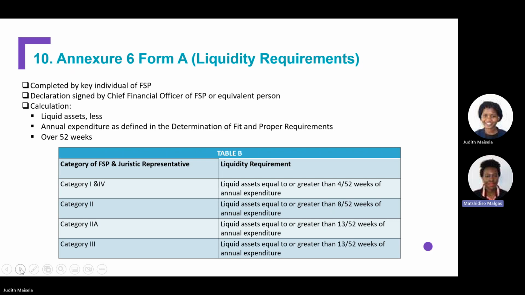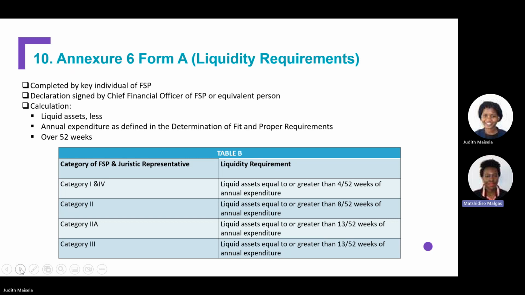As can be seen from this table, there are different methods and forms of calculating what liquid assets should be for the different license categories. For a CAT 1 and CAT 4, the liquid assets should be equal to or greater than 4/52 weeks. So that adjusted total annual expenditure will be multiplied by 4 divided by 52 weeks for a CAT 1 or a CAT 4. And for a category 2, as shown from the example, the liquid assets should be equal to or greater than 8/52 weeks of the annual expenditure.